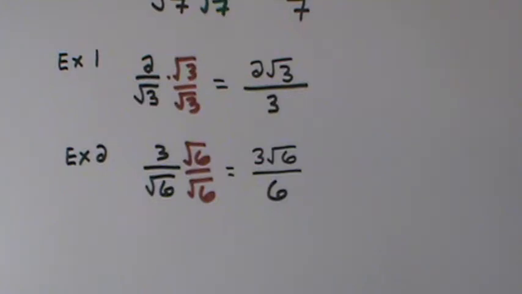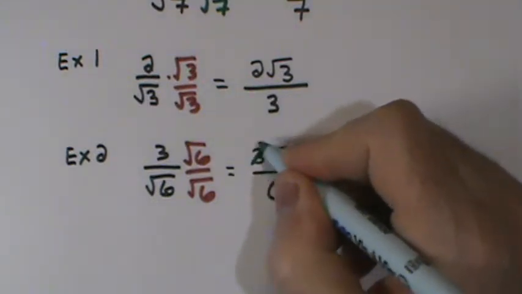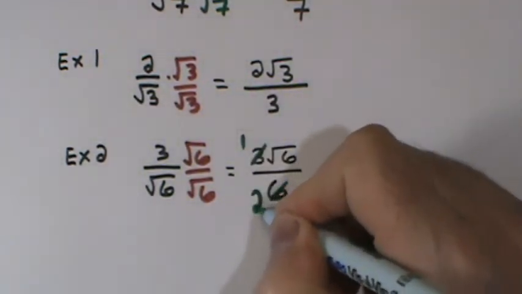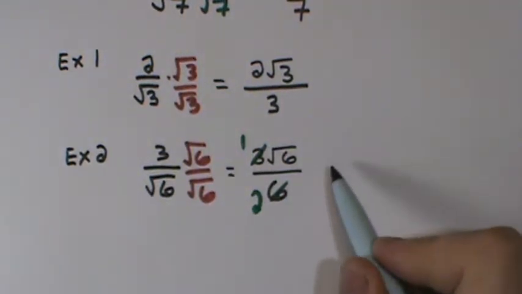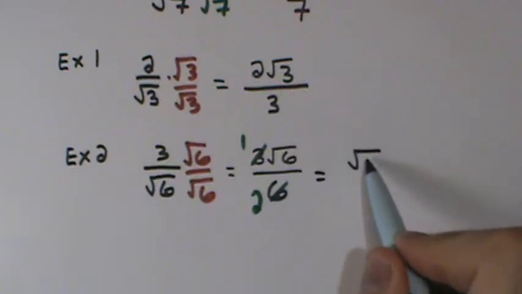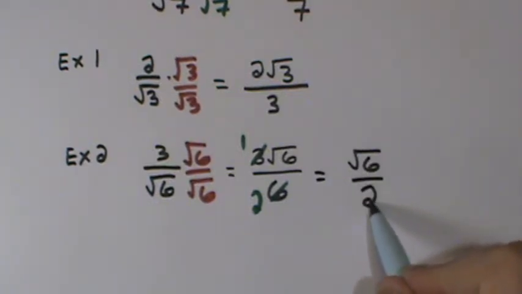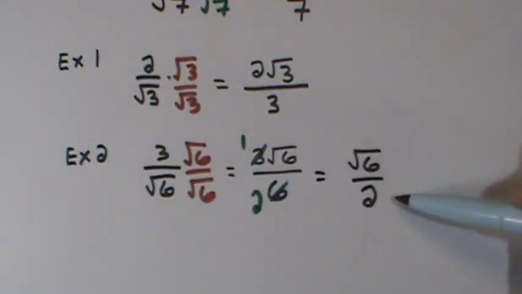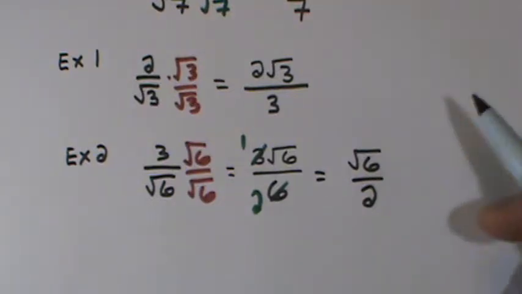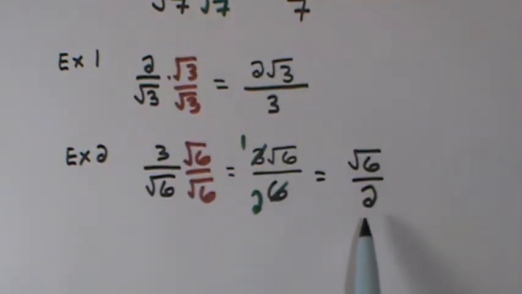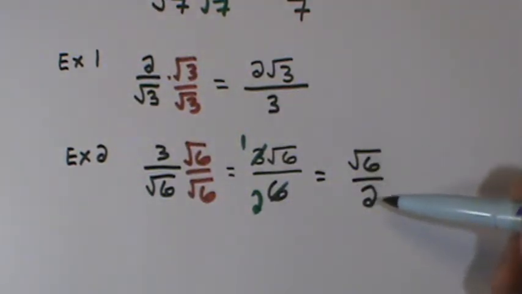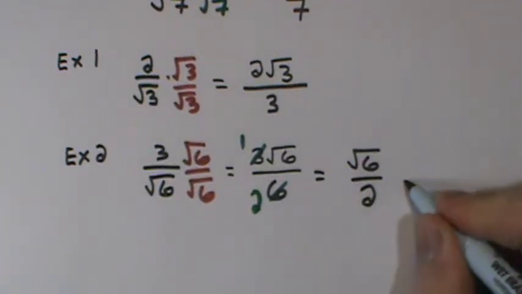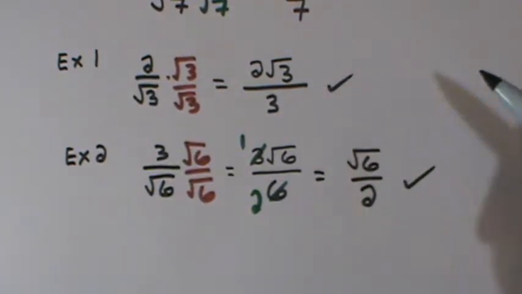And as I reduce those, 3 goes into 3 once, 3 goes into 6 twice, I get 1 rad 6, which I could just write as rad 6, over 2. This would be my simplified fraction. It has just a regular number, a rational number on the bottom, and it's possible that I have the radical on the top. So in this case, it's rad 6 over 2. So that checks out the conditions that I need.